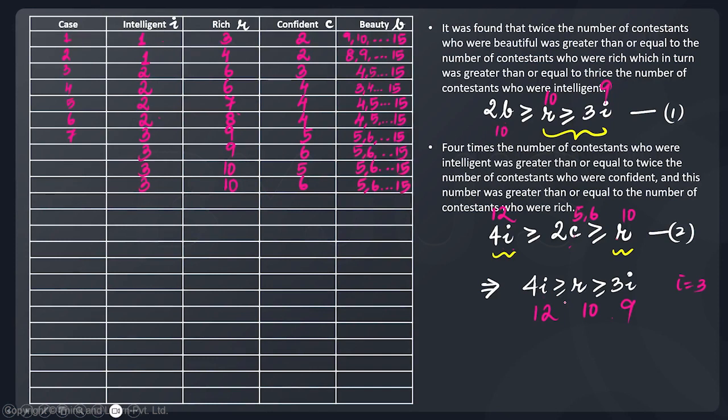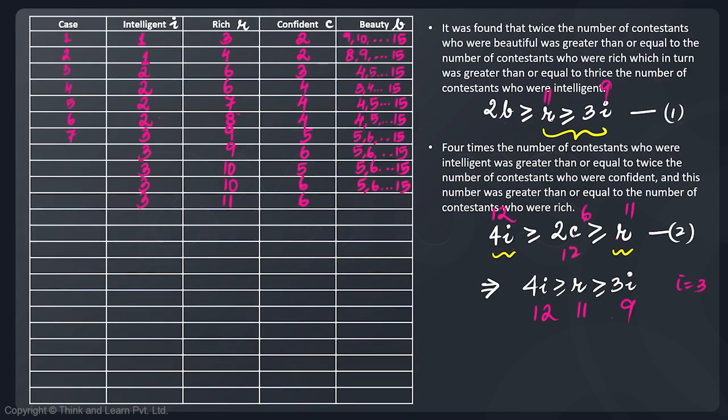Now, next is when R becomes 11. So when R turns 11, we need 2C should be greater than or equal to 11 but less than or equal to 12. So now 2C can only be 12. That means C should be 6. So I being 3, R being 11, C being 6. There is only that possibility.